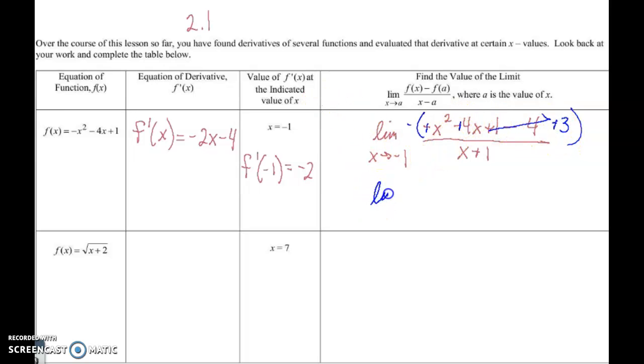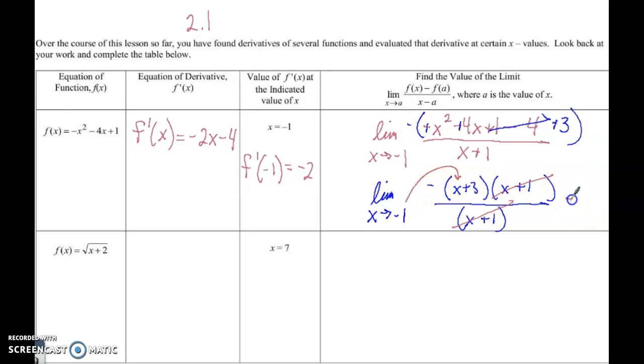So what we have is the limit as x approaches negative 1 of the negative of, you could factor this as x plus 3, x plus 1. Well, that's kind of nice because now x plus 1 cancels with the denominator. I'll switch back to the other color. Now when you plug in negative 1 right here, negative 1 plus 3 is 2, and then you have negative 2. So you get the same answer.